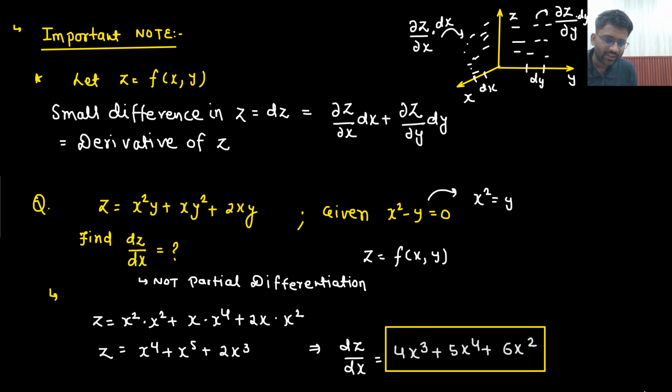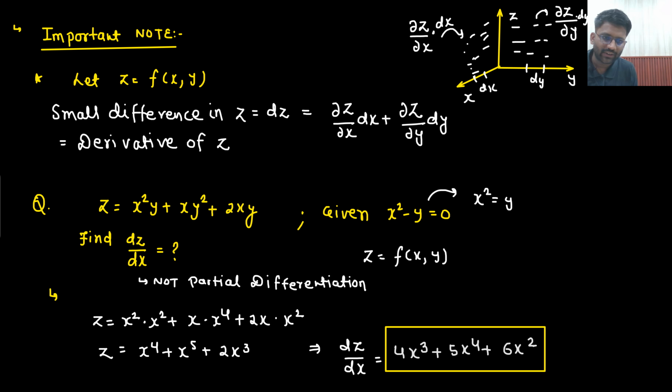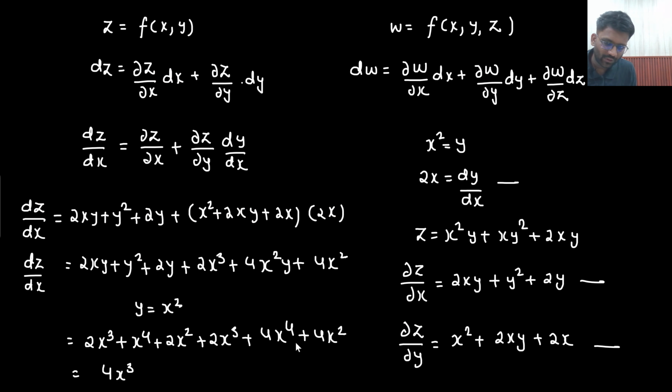So what answer are you getting? In which form have we written the answer here? 4x cube we have started with, no? So let's see x cube. So 2x cube plus 2x cube will be 4x cube. Then which term have we written? Then we have written 5x to the power 4. So see x to the power 4, x to the power 4, so it has become 5x to the power 4. And then 2x square, so 6x square, 6x square.